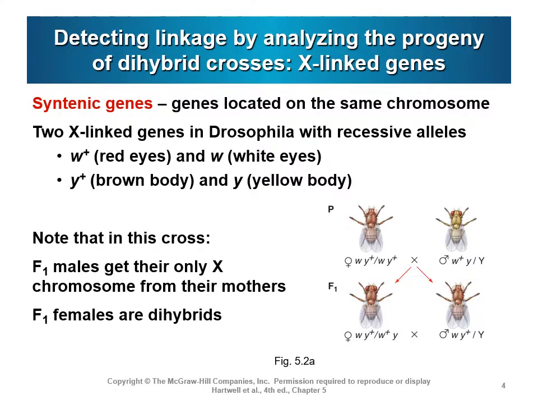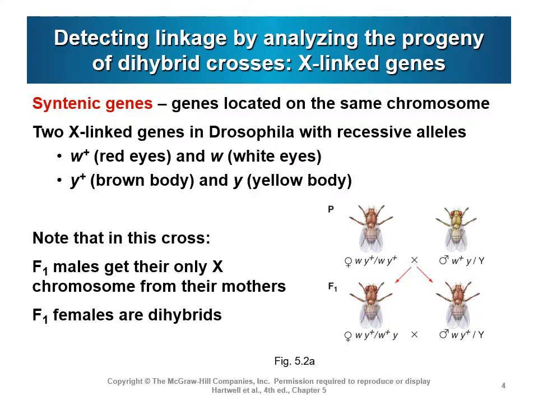So let's learn new terminology. Syntenic genes are the genes located on the same chromosome. Let's look at an example of two X-linked genes in Drosophila with recessive alleles. So we have W plus, which is red eyes, and W, white eyes. We have Y plus, which is brown body, and Y, that is yellow body.